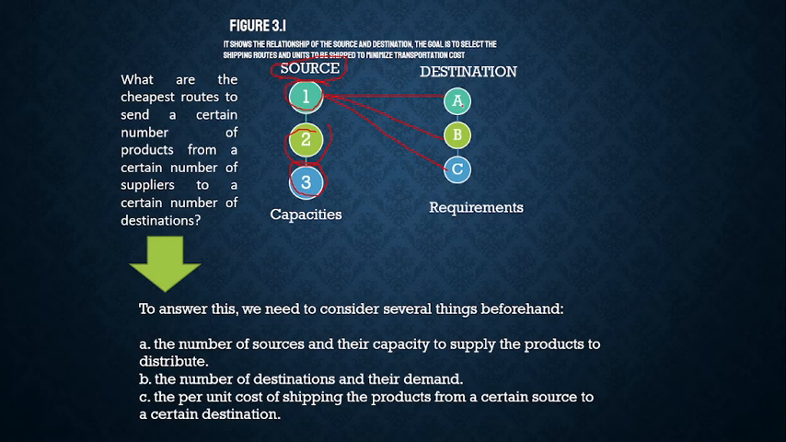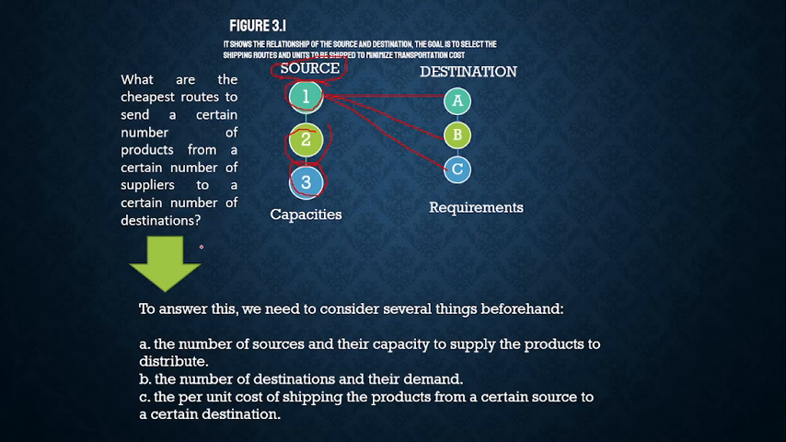Yung store A natin, nag-need sila ng dalawang Nokia or tatlong Nokia. So depende lang. So shipping out 'yan from the sources to the different destinations. So the question is, what are the cheapest routes, the pinakabarato daw nga routes to send a certain number of products from a certain number of suppliers to a certain number of destinations.